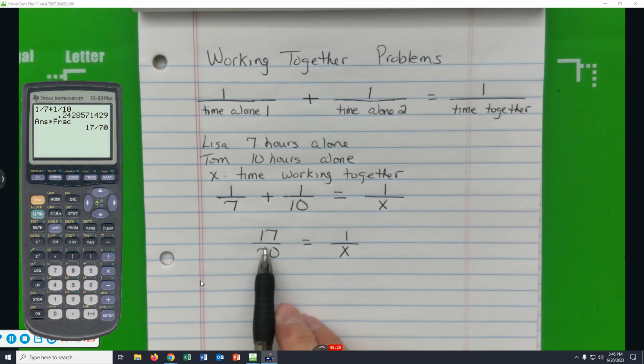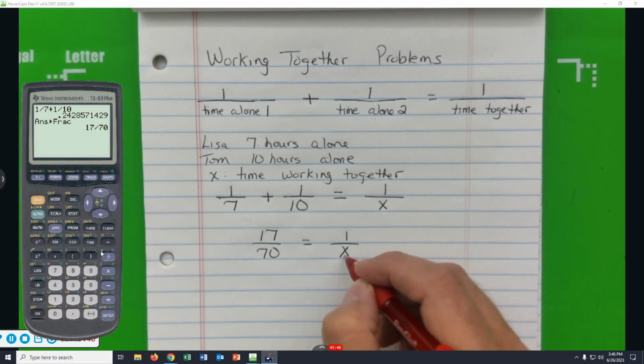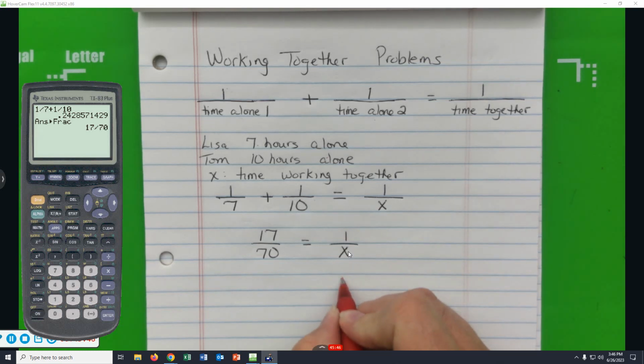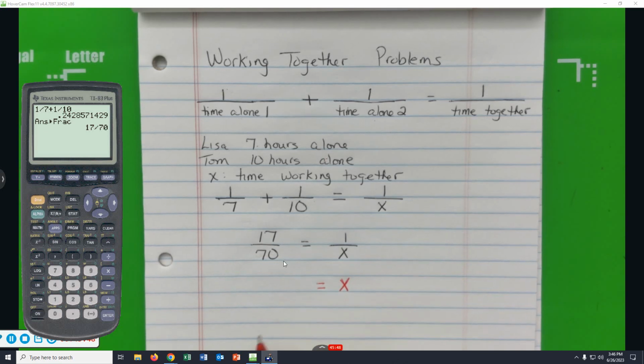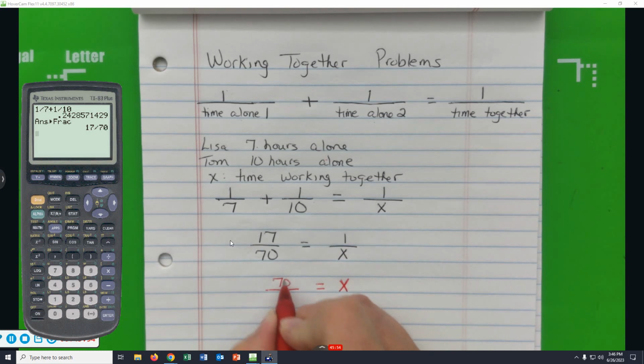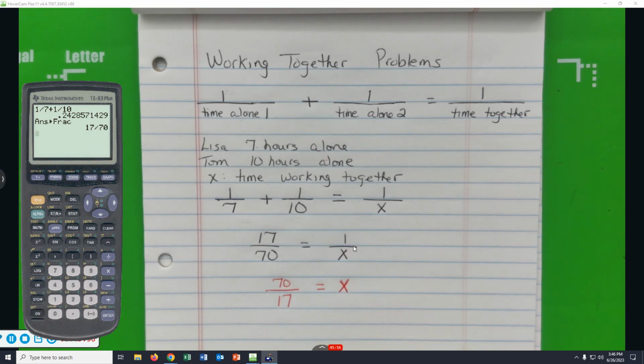Now, if two fractions are equal, then their reciprocals are equal. So what I'm going to do now is going to look strange, but I want to know the answer for x, not 1 over x. If I flip that, I would just get x over 1, which is x. So I'm just using the statement that if two fractions are equal, their reciprocals are equal. If you flip this side, flipping 1 over x, you'd get x over 1, which is just x. Flipping 17 over 70, it becomes 70 over 17.